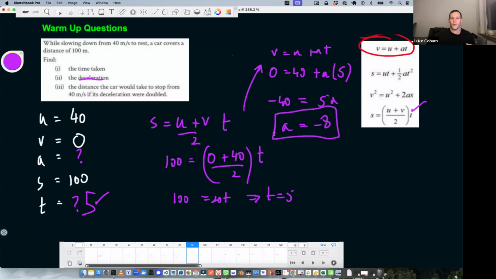So yeah, these are just warm-up questions to start with, just to get us into the system of writing down U, V, A, S, and T, and having these equations of motion and then selecting the one that we want, okay? So then it says here, find the distance that it would take to stop from 40 meters per second if its deceleration were doubled. Right now we're finding that the deceleration is minus 8. So if the deceleration were doubled, it'd be minus 16.